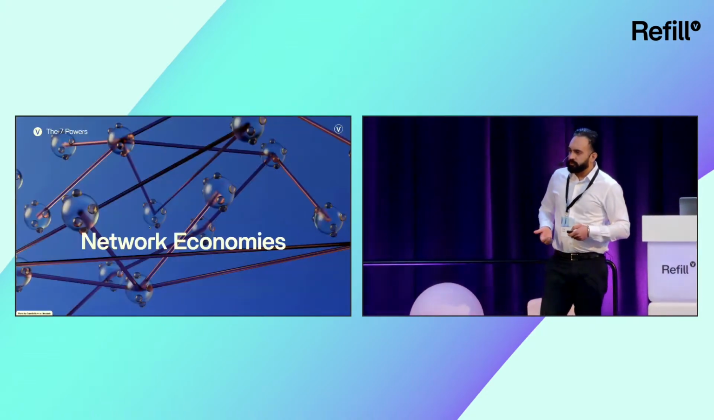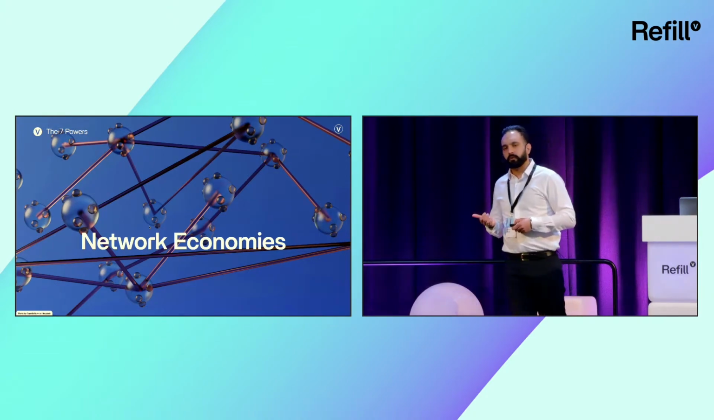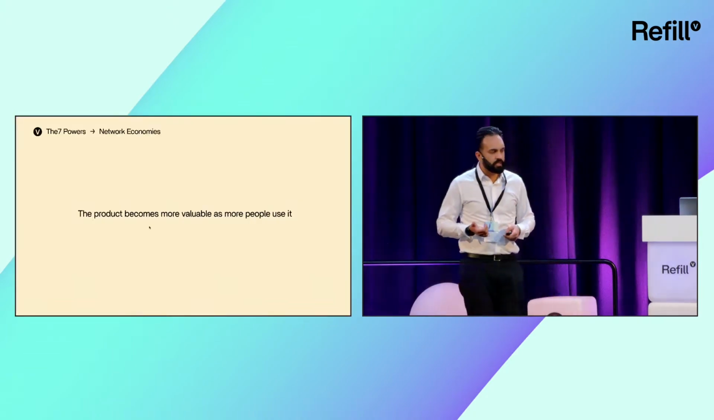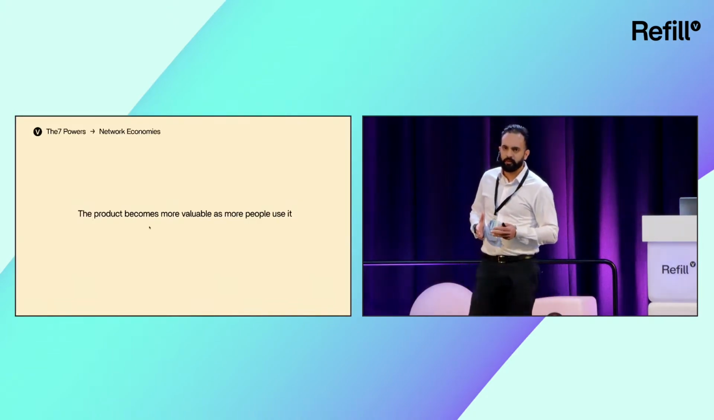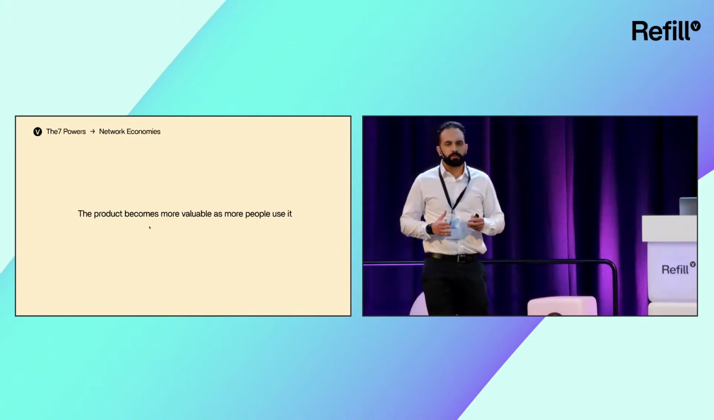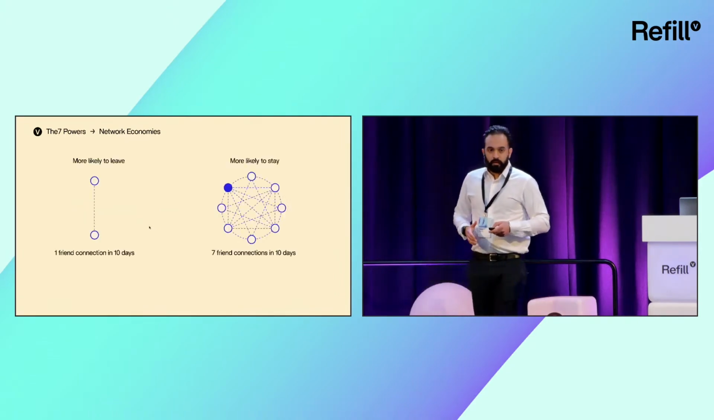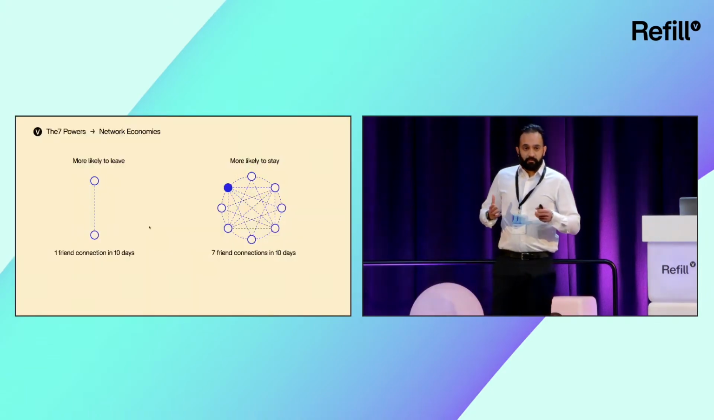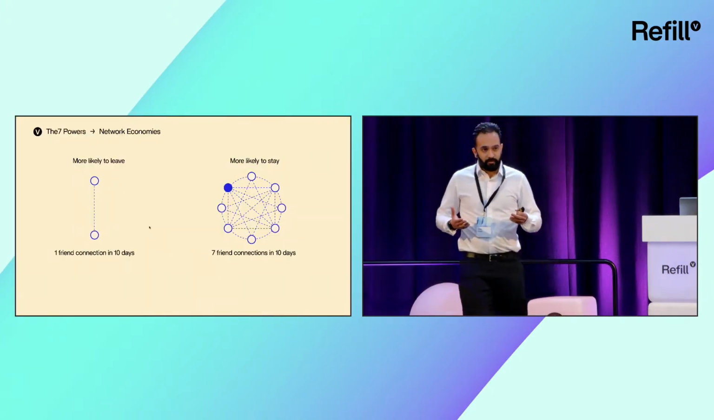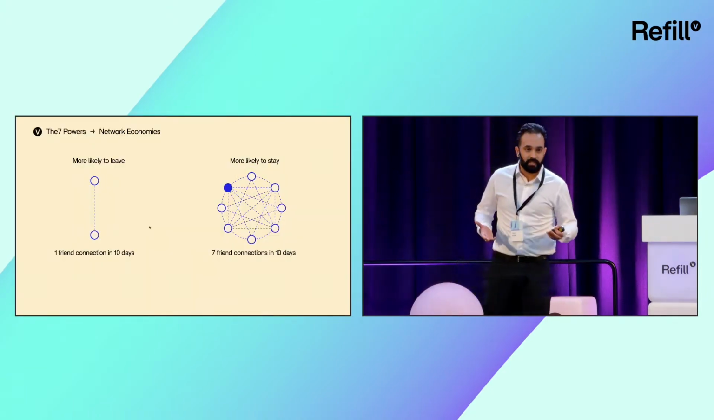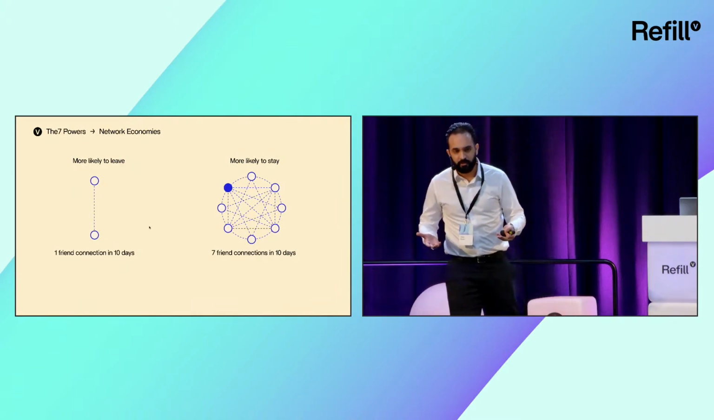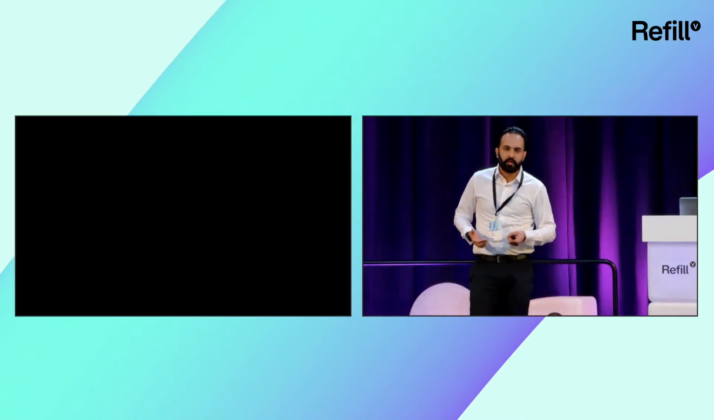Now we're going to the next one, network economies, meaning that the product becomes more valuable the more users use it. Everyone here is probably on Facebook. Why are we on Facebook? Because everyone else is on Facebook. It gives value to us.